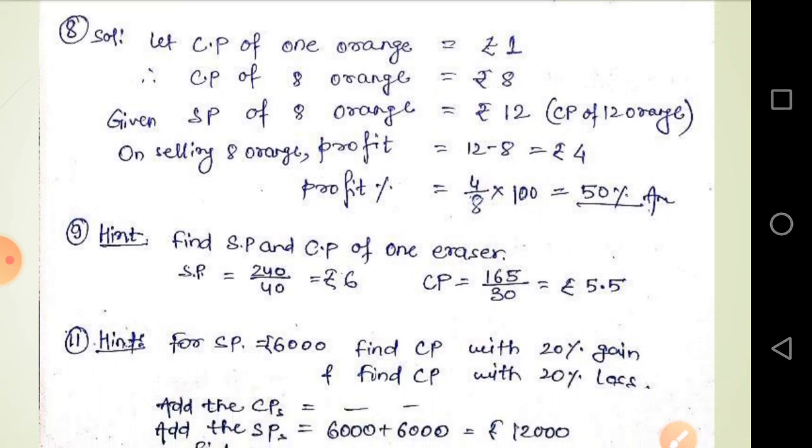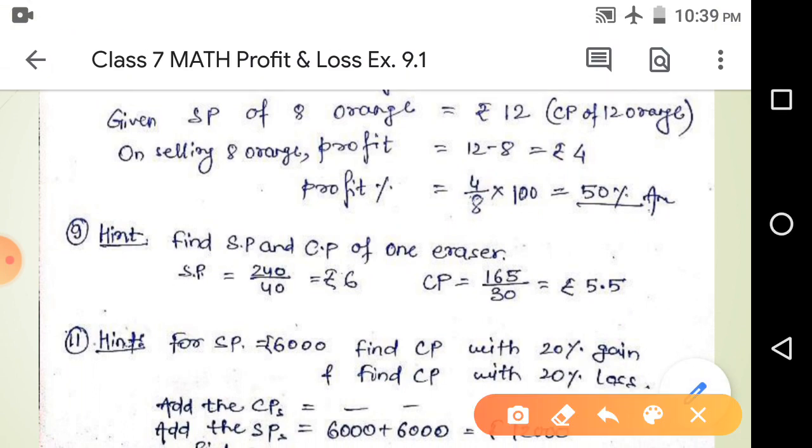Question number 9. In question number 9, we have the cost price of 40 erasers, and we have to find out the cost price of 1 eraser. See, it is written here, this is cost price. Now this is not the selling price, this is the cost price of 40 erasers. So the cost price of 40 erasers is given here as rupees 240. So the cost price of 1 is equal to 6.